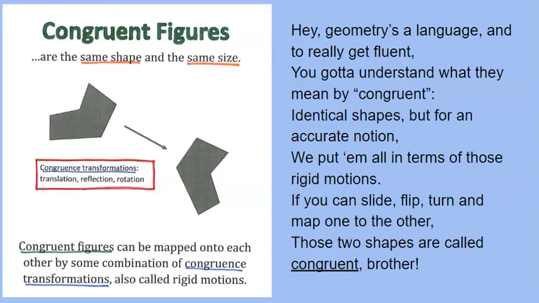Hey, geometry's a language, and to really get fluent, you gotta understand what they mean by congruent. Identical shapes, but for an accurate notion, we put them all in terms of those rigid motions. You can slide, flip, turn, and map one to the other. Those two shapes are called congruent, brother.